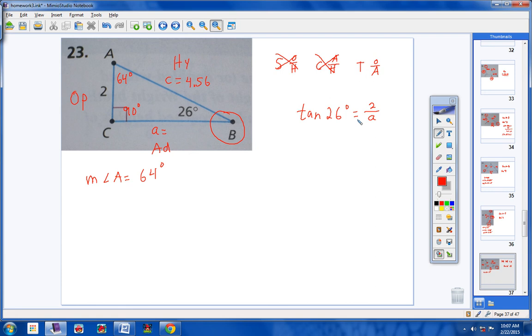I'm going to go pretty fast, okay, guys? Tangent of 26 is 0.4877. So 0.4877 equals 2 over a. What is your denominator? 2 or a? Well, it's a, so we're going to multiply both sides, or the entire equation, by a. 0.4877 times a is this. 2 over a times a is just 2. Now divide both sides by 0.4877. And you're going to get 4.100. So I'm going to put 4.10.